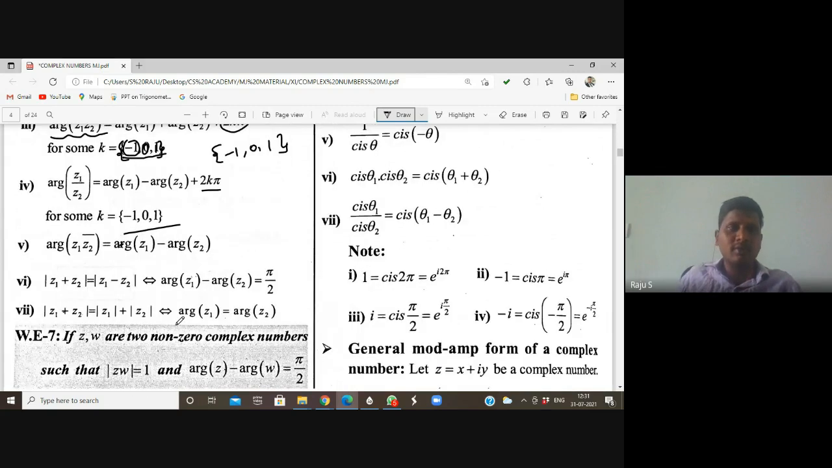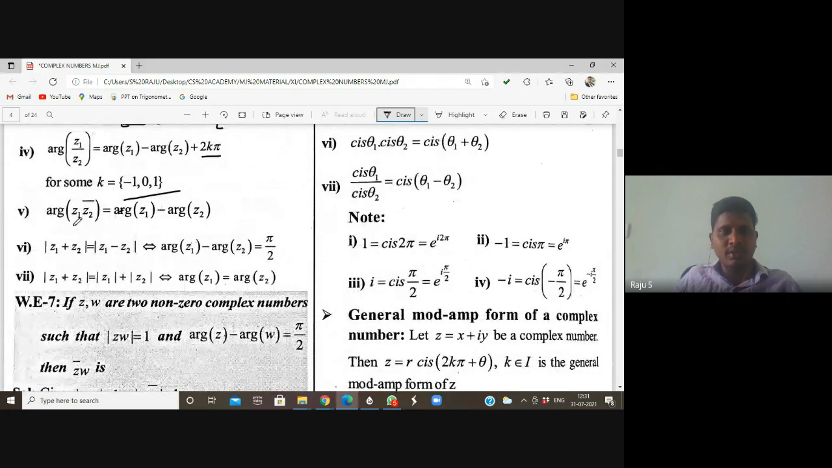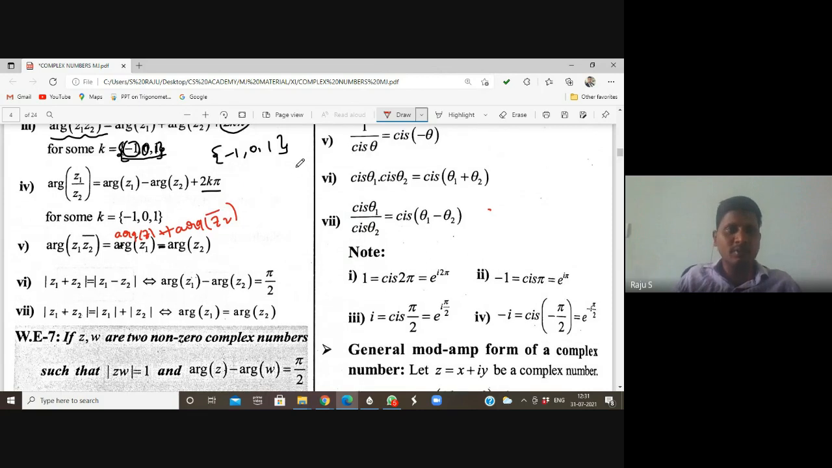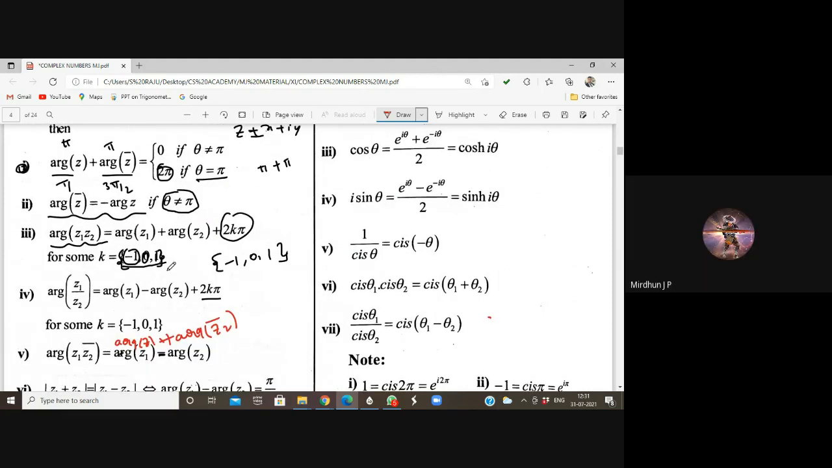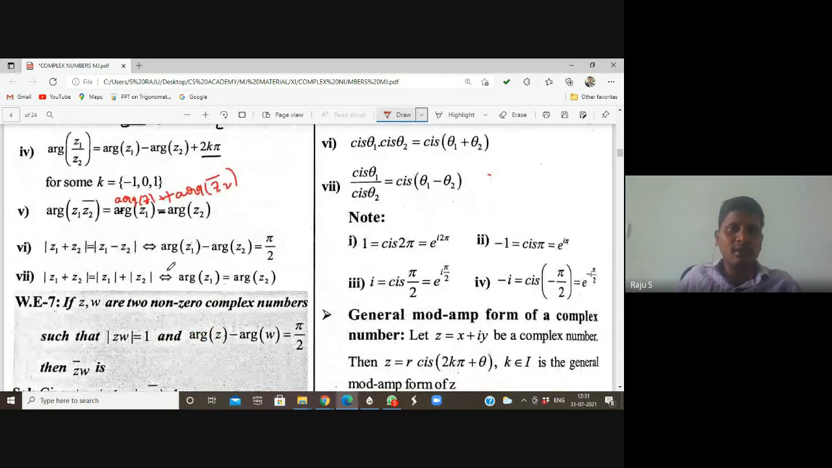Remember that. This is like the log A by B formula. So Z1, Z2, why do we get minus here? Because when we apply log AB, log A plus log B, in the same way, argument of Z1 Z2 conjugate means argument of Z1 plus argument of Z2 conjugate. What about argument of Z2 conjugate with the help of the first property? Minus argument. That's all. Like that, we'll get this. Okay.